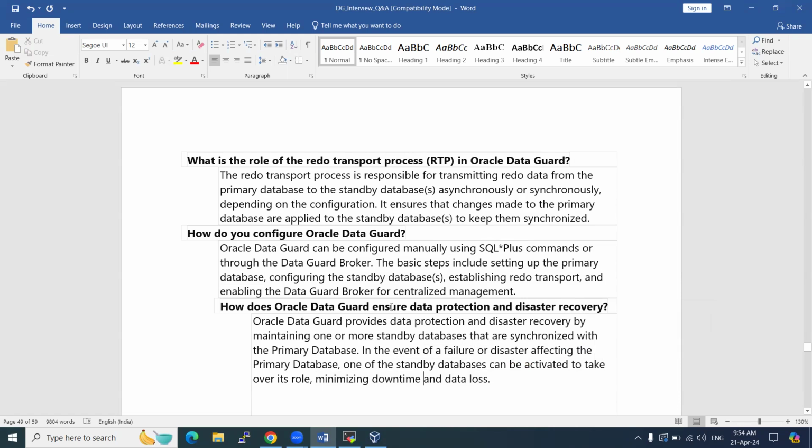Why? Because if our primary site is down and you want to make your standby a primary, you might need at least one minute to five or ten minutes. During that time, your business might lose a couple of transactions. For that we have high availability in RAC environments, the Real Application Cluster. That is a different scenario. We will talk about that.